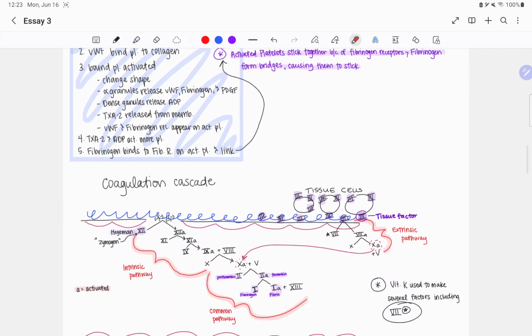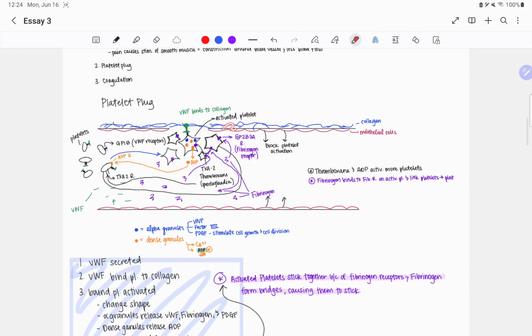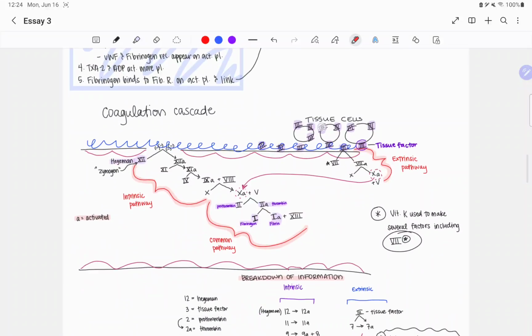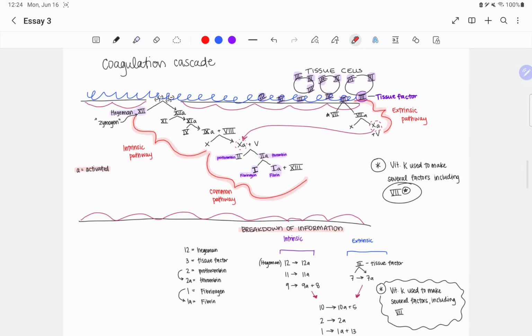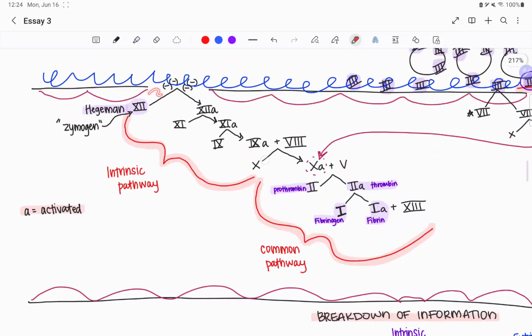Okay, and then at the same time that this is going on, we jump down here to the coagulation cascade. Okay, so these are happening simultaneously. It's not like the coagulation cascade waits until we have a nice full-on platelet plug. They're happening simultaneously. Okay, so now we're going to move on to the coagulation cascade. There's really not any super easy way of teaching this. It's just kind of brute force memorization.